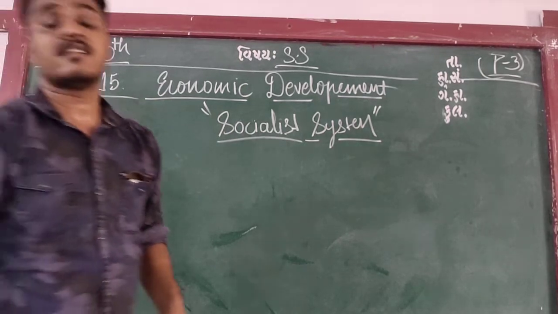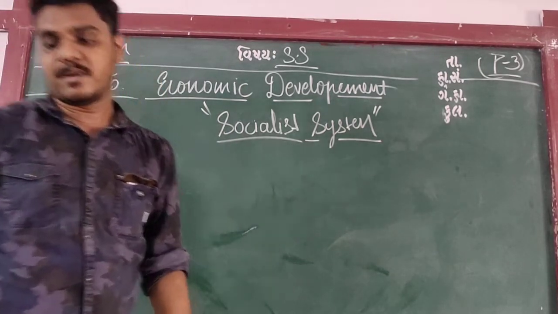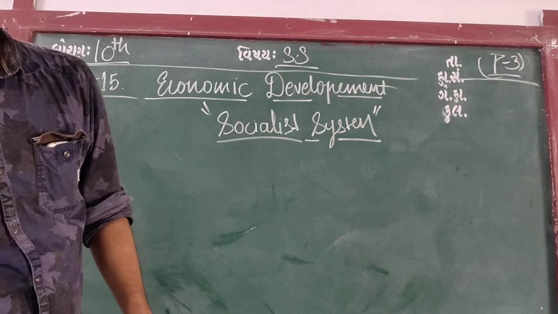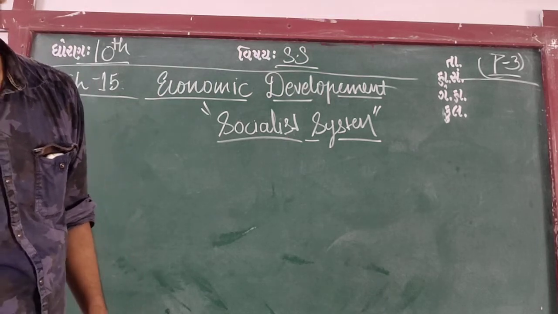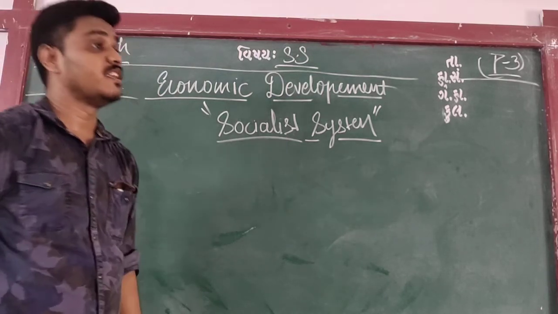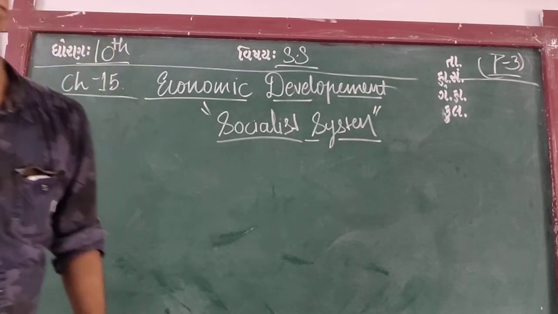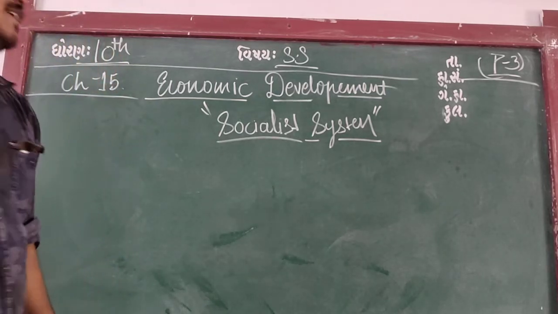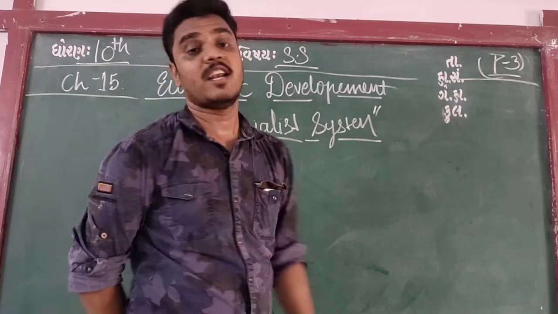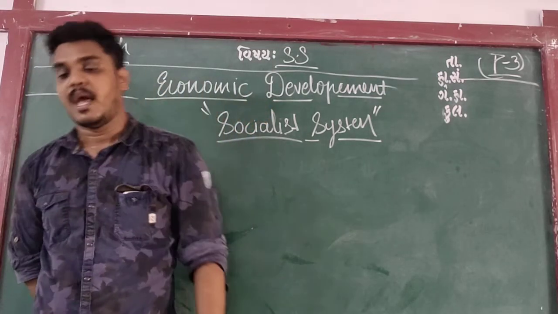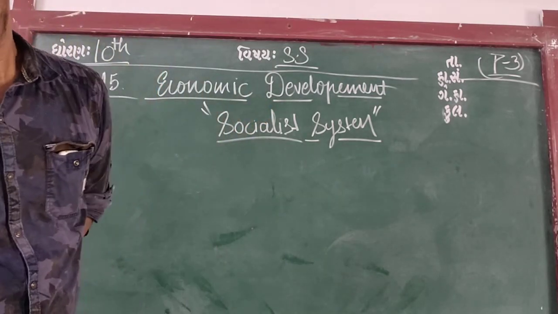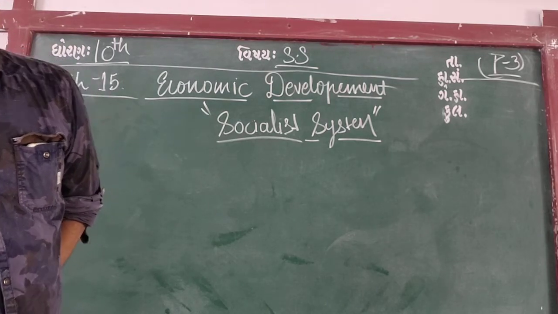Now let's discuss the benefits of the socialist system. Disparity of income and property is removed. Ownership is removed. Consumers are not exploited, and laborers are also not exploited. But there is also a limitation: there is a lack of individual freedom in this system.